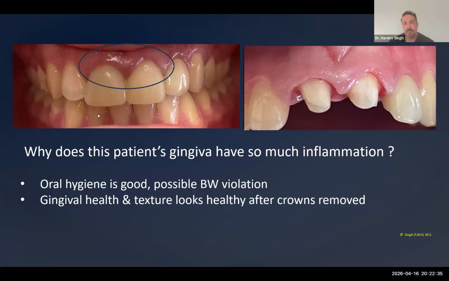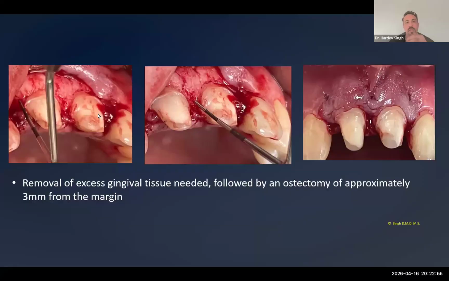So I said, take off the temps, take off the patient's crowns because it won't go away. Patients paid a lot of money. Let's put them in a nice temp. So when I take off the temps, as you can see, the crowns are basically sitting on excessive gingival tissue. So the tissue cannot breathe. So what we do is we do some aesthetic crown lengthening.